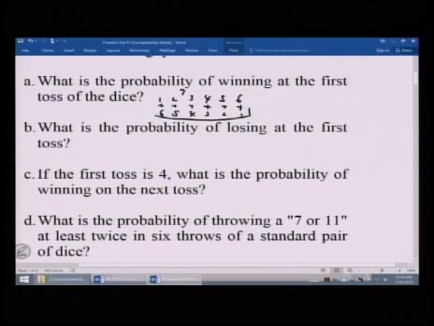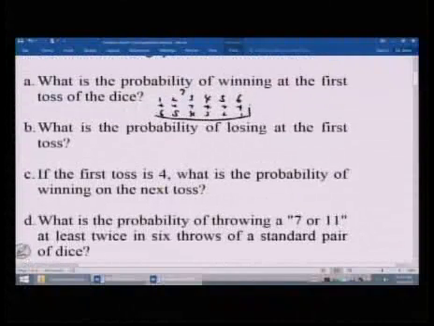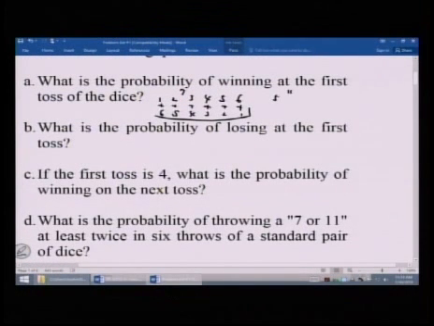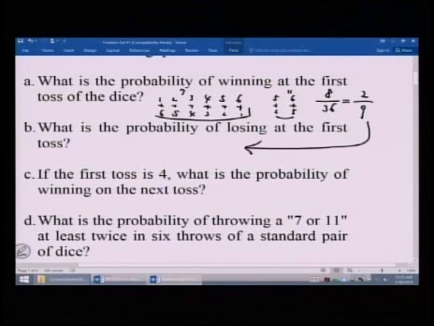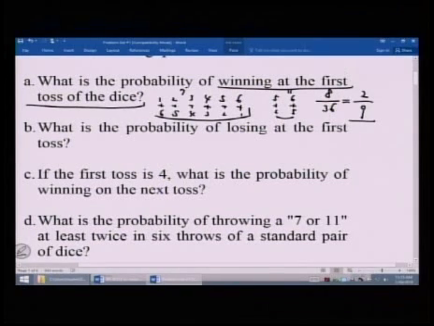And how do you get 11? You can get 5 and 6, 6 and 5, right? That's the only way. So you have 2 different ways. So in total, there are 8 different ways that you can throw a 7 or 11 out of 36, right? If you throw a standard pair of dice, then there are 36 different outcomes. So what is this? 2 over 9. That is the winning probability, the probability of winning at the first toss of the dice. That is 2/9.